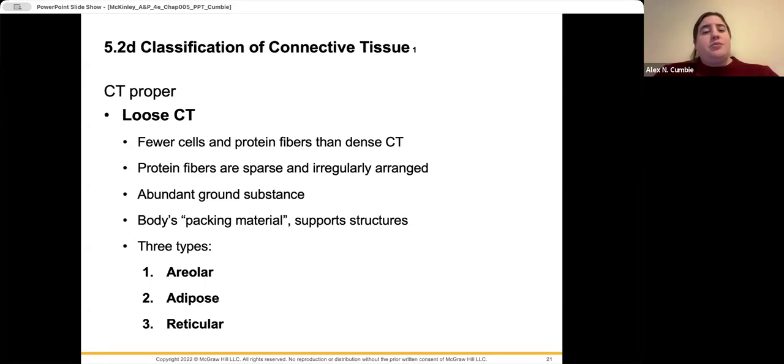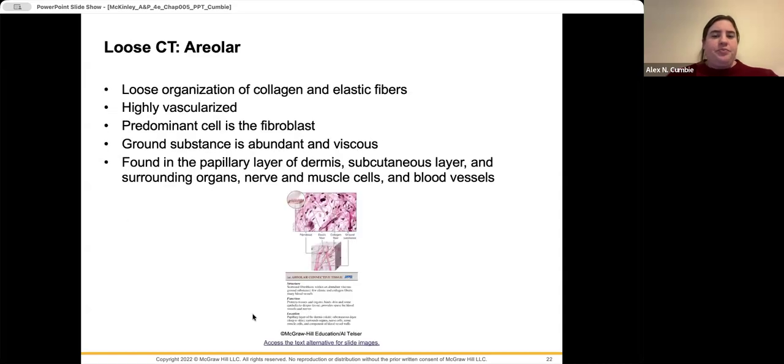Loose connective tissue has three different types, and it might be kind of what you would expect for loose. We have fewer cells and more ground substance or extracellular matrix surrounding them. They're loosely connected together versus tightly packed together like dense connective tissue. And so the three main types are areolar, adipose, and reticular. So we'll get into those.